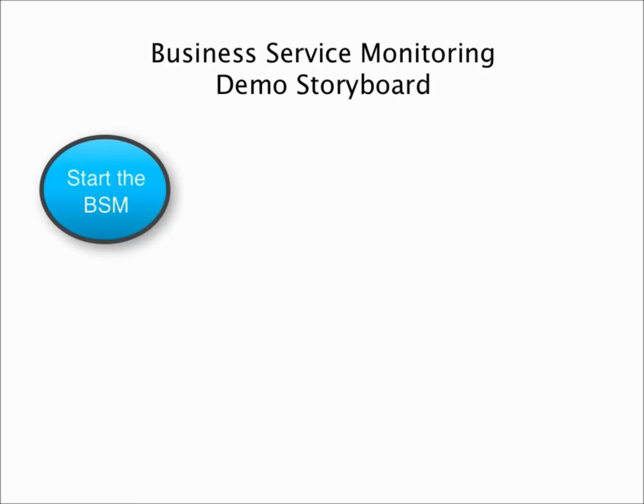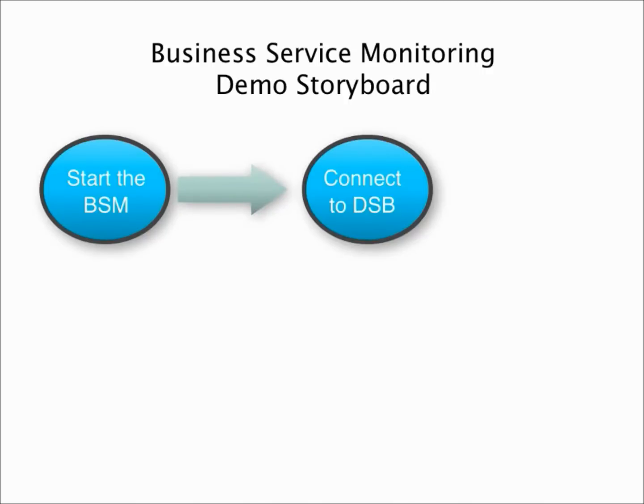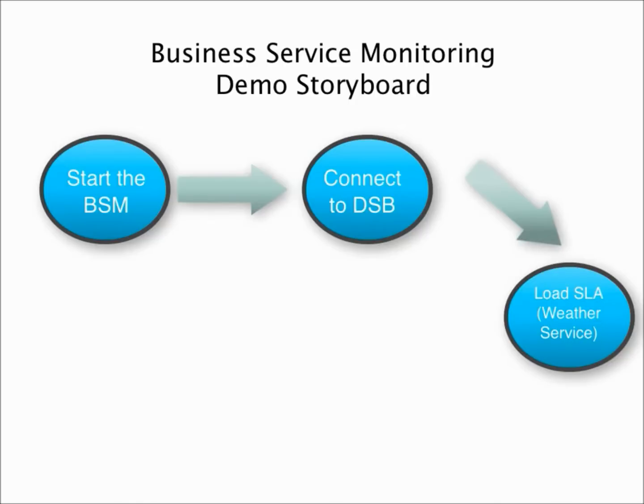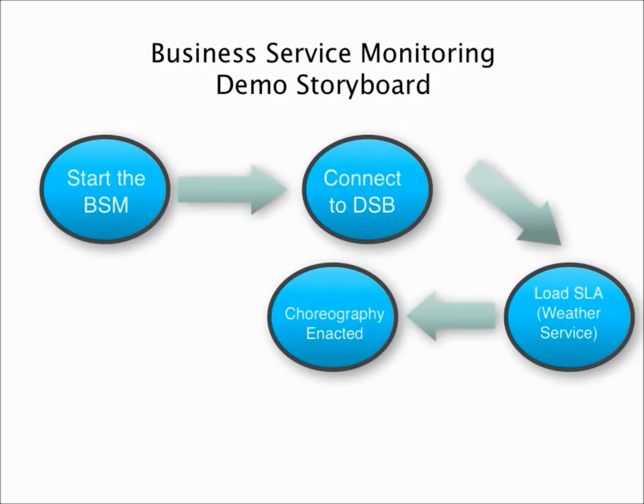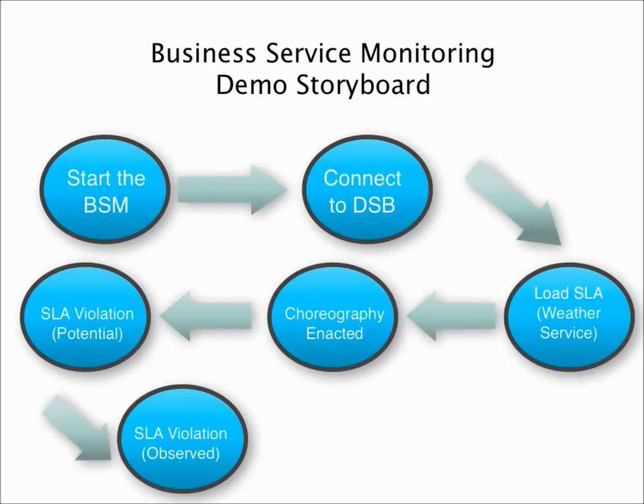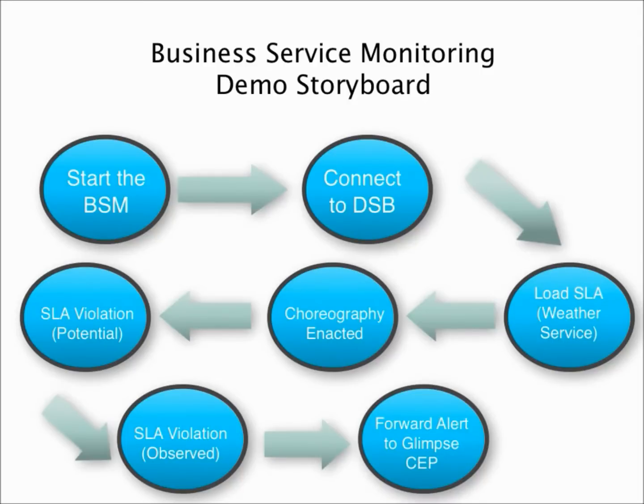First, we start the BSM. Second, we connect the BSM to the DSB. Third, we load the SLA for the weather forecast service. Once the choreography is enacted, we wait for a potential SLA violation. If the SLA violation is confirmed and then observed, we forward this alert to the Glimpse CEP.